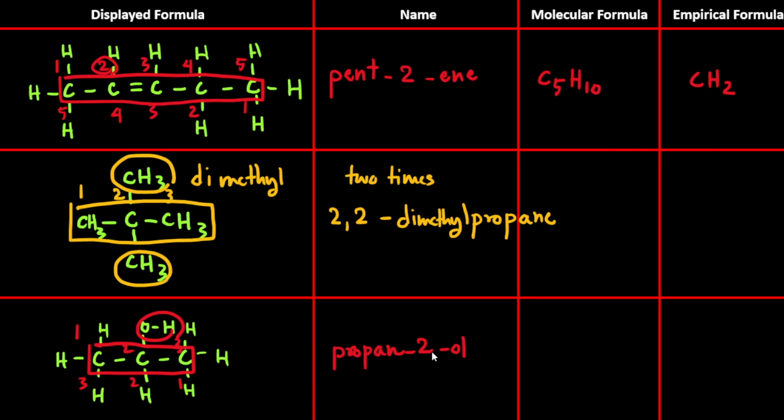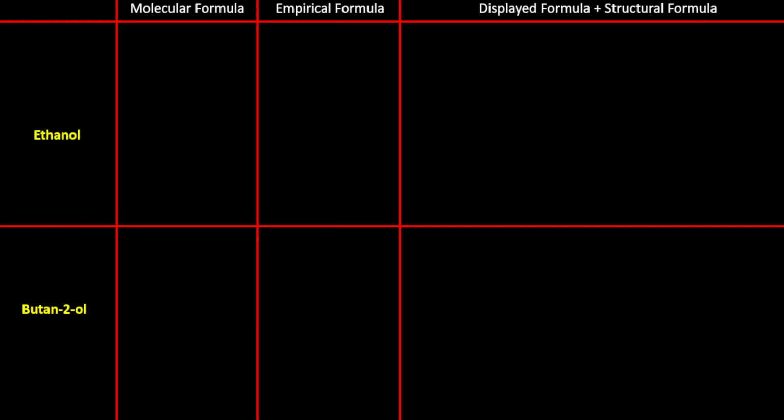So your molecular formula would be C, how many carbon? 1, 2, 3. How many hydrogen? 1, 2, 3, 4, 5, 6, 7. And you have OH. Your empirical formula is going to be the same as your molecular formula because why? You don't have anything else to ratio about, okay? This is the simplest ratio already. Alright, so this time, let's try to draw from the names again, okay?